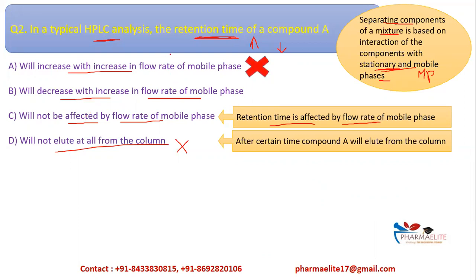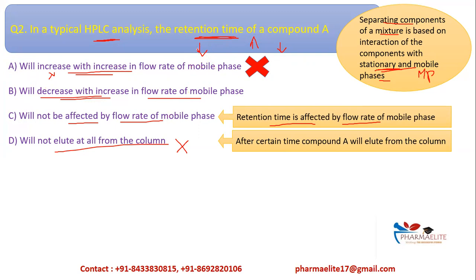Option A: the retention time will increase with increase in mobile phase flow rate. This is also wrong, because if a component is more retained, it will take a longer time to elute. So if we increase the speed of the mobile phase flow rate, it will try to elute out faster. Then retention time has to decrease. So this increase is wrong. Will decrease with increase in mobile phase flow rate. Is it correct? See, as we increase the mobile phase flow rate, it is moving faster, so retention has to decrease.